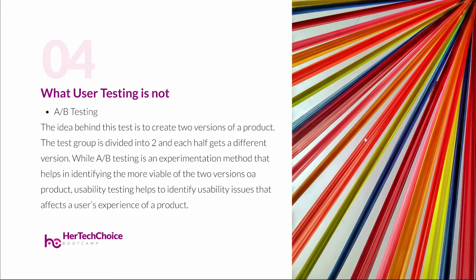A/B testing. The idea behind this test is to create two versions of a product. The test group is divided into two, and each half gets a different version. While A/B testing is an experimentation method that helps in identifying the more viable of the two versions of products, usability testing also helps to identify usability issues that affect a user's experience of a product.